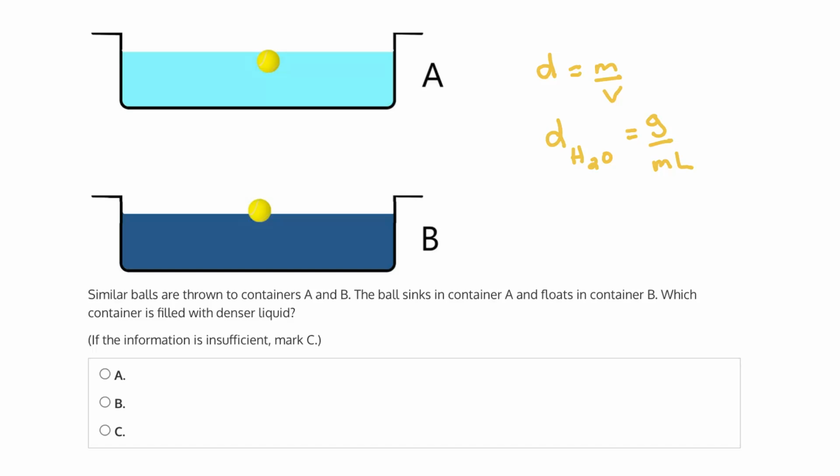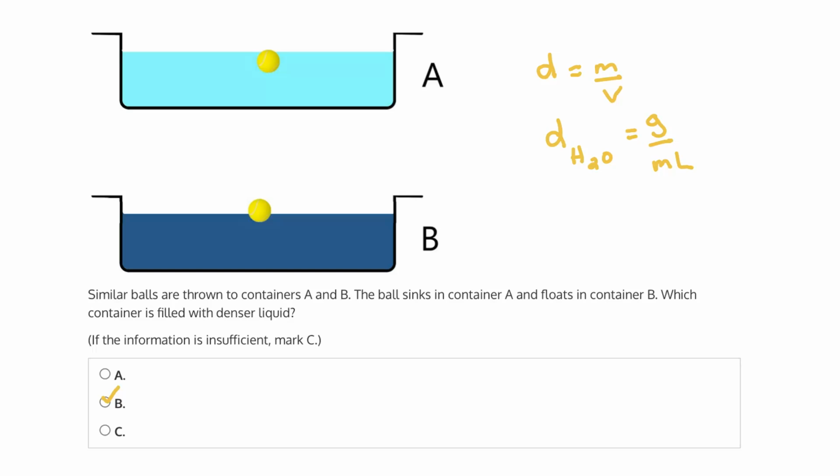So let's apply that to these two containers. In A, we have the ball, which is sinking, which means that the ball must be denser than the liquid. In B, the ball is floating, which means that the ball must be less dense than the liquid. And therefore, the correct answer is B.